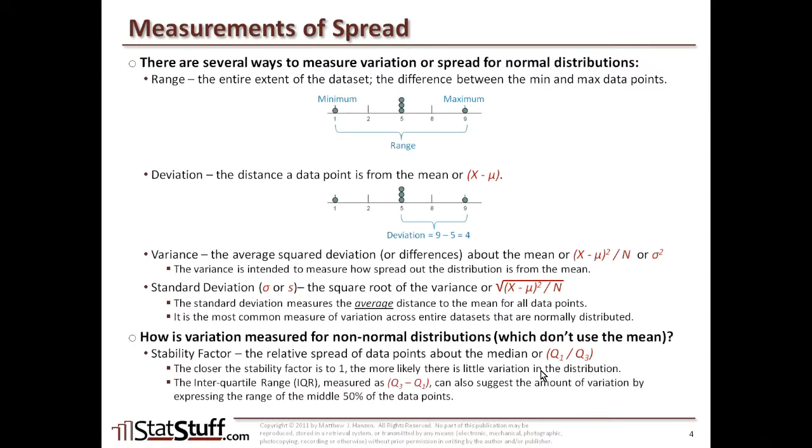You could also use the interquartile range, which is measured as Q3 minus Q1. Again, it's the 75th percentile minus the 25th percentile. That could also be used, and in that way it's used to suggest the amount of variation by expressing the range of the middle 50% of the data points. So just by simply getting that calculation of the 25th from the 75th percentile, you're just measuring what that total distance is, that range across the middle 50% of the data points. It's a little bit different.